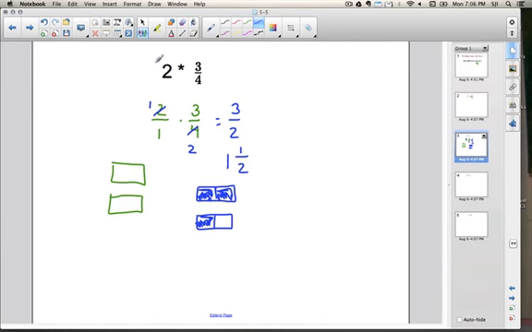So the way I did that was, the first thing I did was I changed the whole number 2 into a fraction by putting it over 1, and then I looked diagonally to see if there was any simplifying that I could do, and I saw that 2 and 4 have a common number, 2, and I simplified them. Then I multiplied the new numerator by this numerator, and this new denominator times this one, to get our answer. Let's give another one a try.